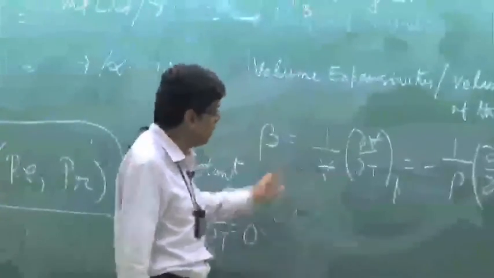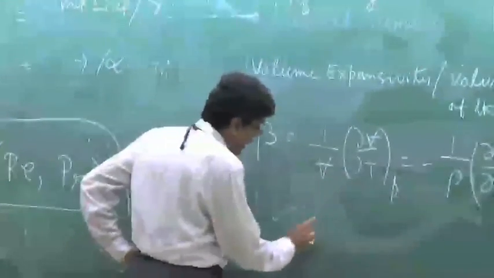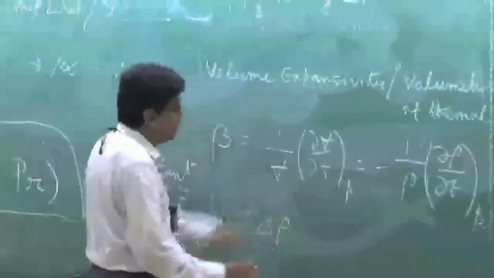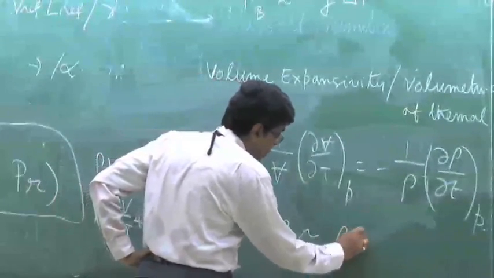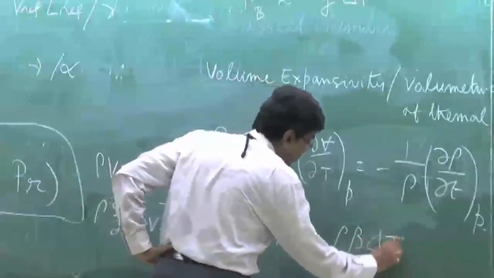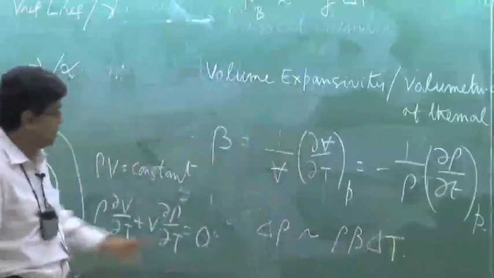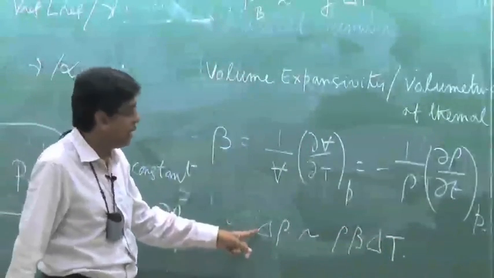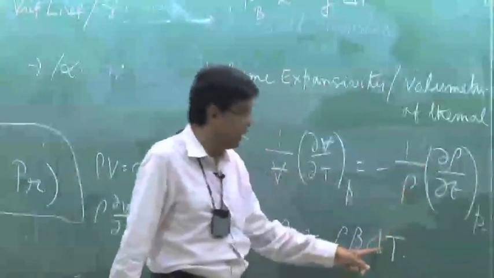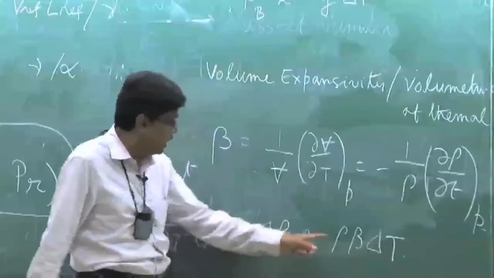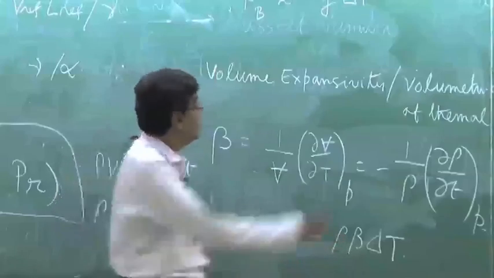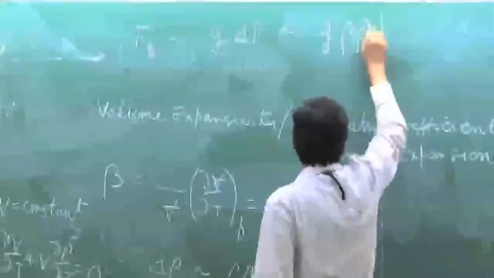Now if you do that by a first order approximation, one can tell that delta rho, the change in density, is scaled with rho beta delta T. That is, the change of density for a given change of temperature, with a first order approximation, can be scaled like that, rho beta delta T. So therefore this becomes g rho beta delta T.